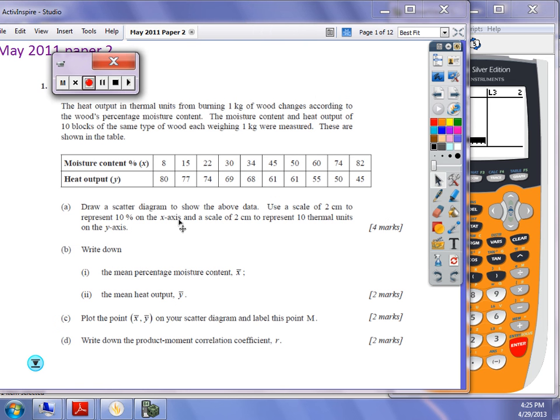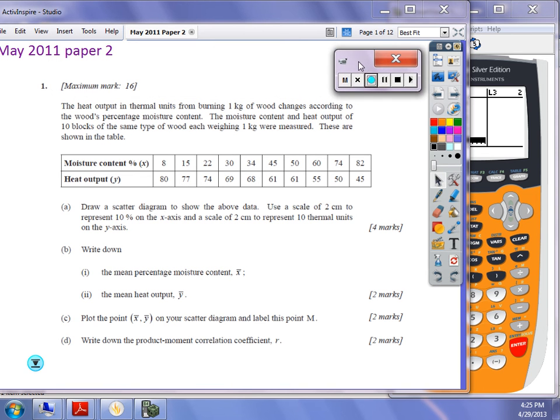This is the May 2011 paper 2, problem number 1. The question gives you a little background information. The heat output in thermal units from burning a kilogram of wood changes according to the wood's percentage moisture content. Then you're given some values, and it's indicated which values you should use for X and which values you should use for Y. The first thing you're asked to do is to represent the data on a scattergram.